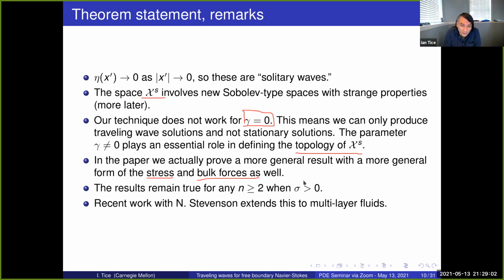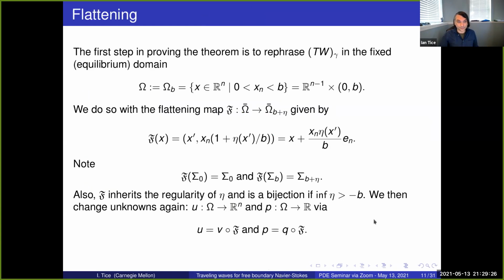The other thing I want to point out is our result actually holds in arbitrary dimension bigger than or equal to 2. So if you care about 4-dimensional fluids, our result is applicable. And finally, I want to make the remark that in recent work with my student Noah Stevenson, we have extended the theorem to handle the case of multiple layers of fluid with different viscosities and different densities as well.